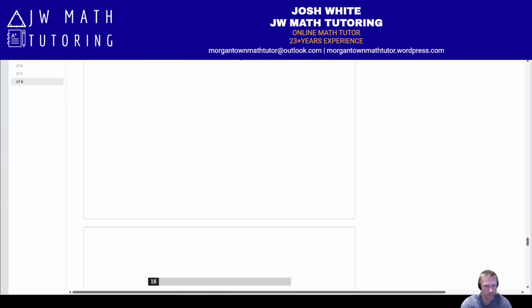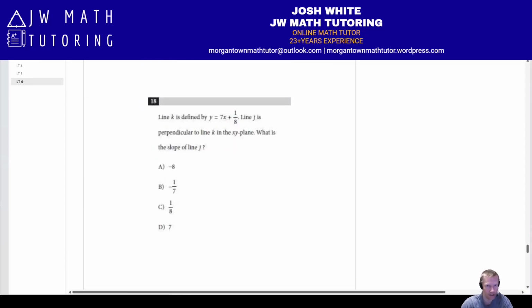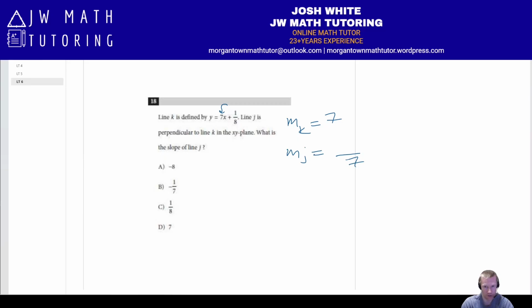That's it. Let's look next at number 18. Here you have this line K, and then line J is perpendicular to it. Notice the slope for line K will be 7 because that is the m value, y equals mx plus b. So the slope of line J is going to be the opposite reciprocal of that. That means we take the 7, flip it to the bottom, and since this is positive, we make it negative. So it's just going to be negative 1/7. Correct answer is letter B.